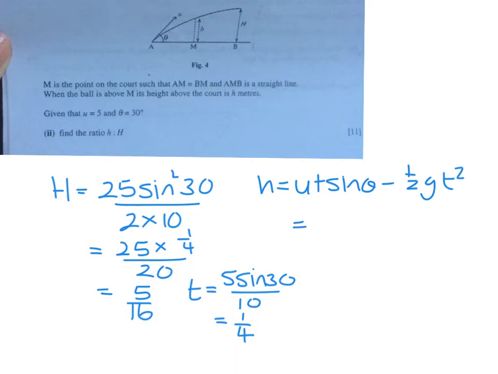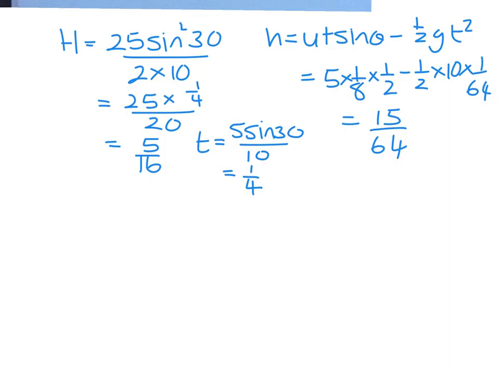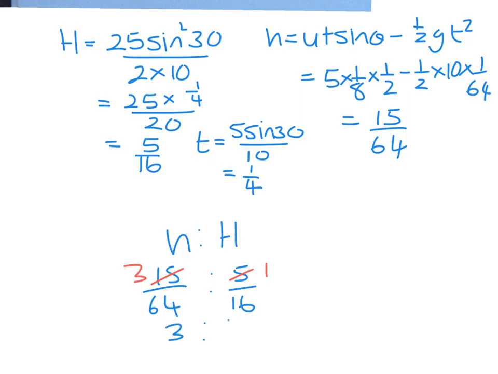So h will be u times 1/8 sine of 30 minus 1/2 times 10 times 1/8 squared, so 1 over 64, which is 15 over 64. So h to H is 15 over 64 to 5/16. 15 and the 5 cancel to give 1 and 3. And if I multiply both sides by 64, I get 3 to 64 over 16, which is 3 to 4.